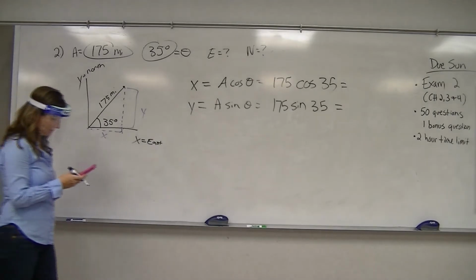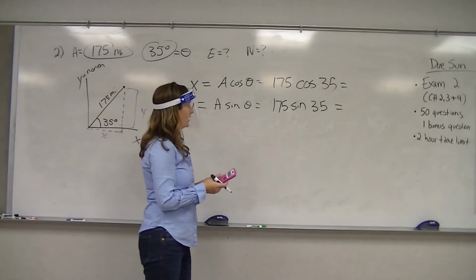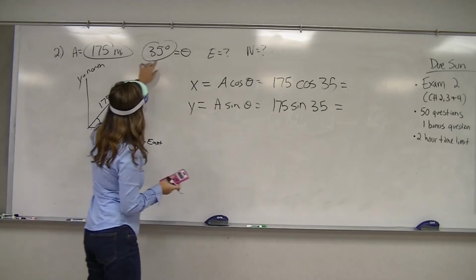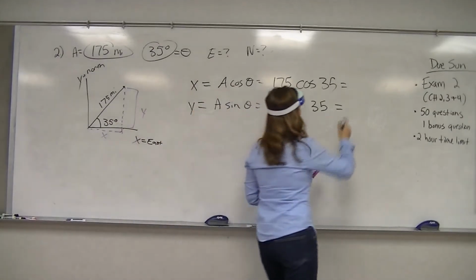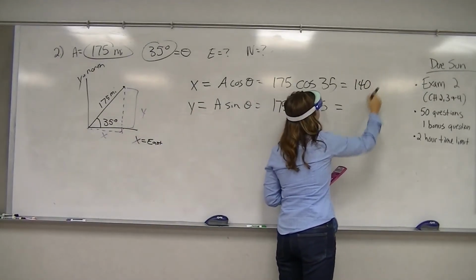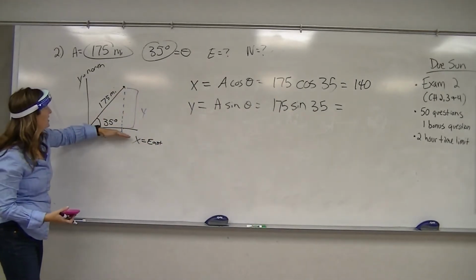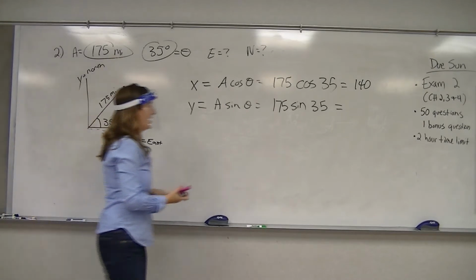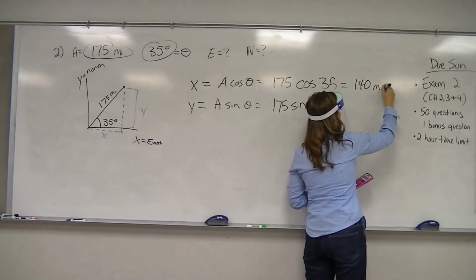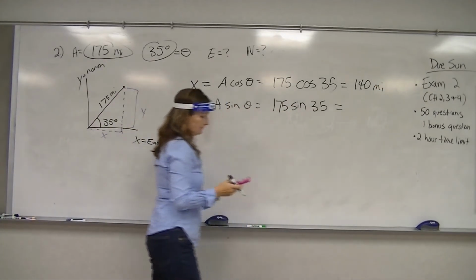Cosine 35. I'm getting 143. But I need two sig figs. So 140. And the units on it, they're asking distance in the X direction, and distance was in miles for A, so it's also going to be miles for the X.